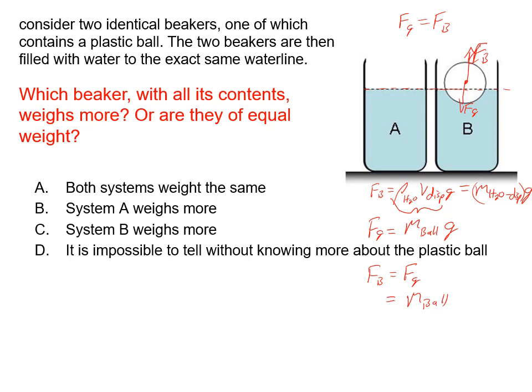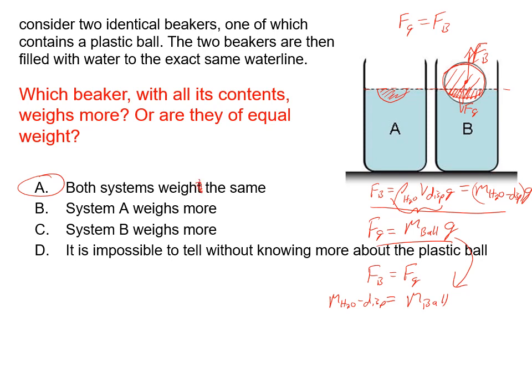Taking these two equations and equating them to each other, the water that's been displaced by the ball weighs exactly the same as the entire ball. Therefore, the contents of the two beakers are of equal weight, because the only thing that's left is the same volume of water. So both systems weigh the same, not weight the same, but weigh the same. That may be an interesting conclusion that you might not have thought of.